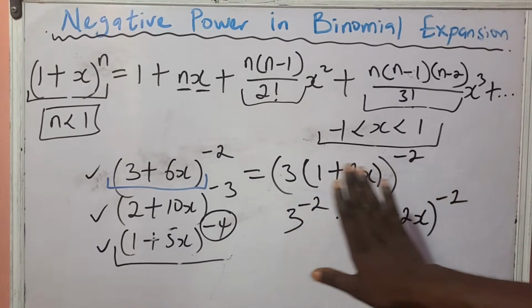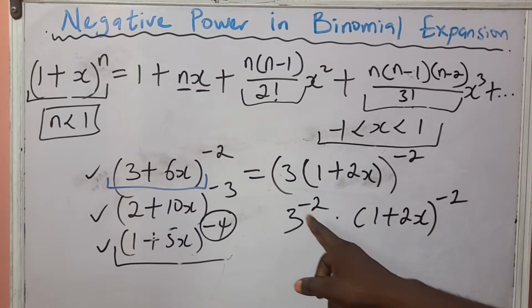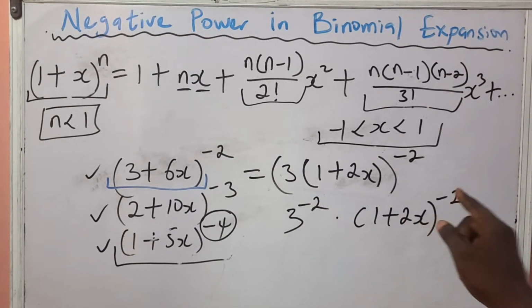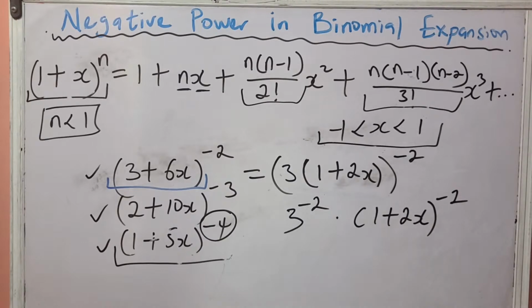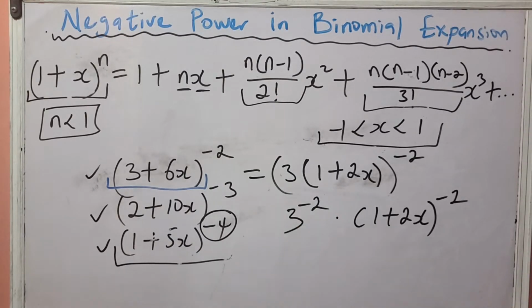Now, this is what you now have to solve. Look at this: 3 raised to the power -2 multiplied by (1 plus 2x) raised to the power -2. You can easily solve 3 raised to the power -2. You don't need binomial expansion or any formula to do that, because you know that 3 raised to the power -2 is the same thing as 1 over 3 raised to the power 2, which is the same thing as 1 over 9. I'm sure nobody argues with that.